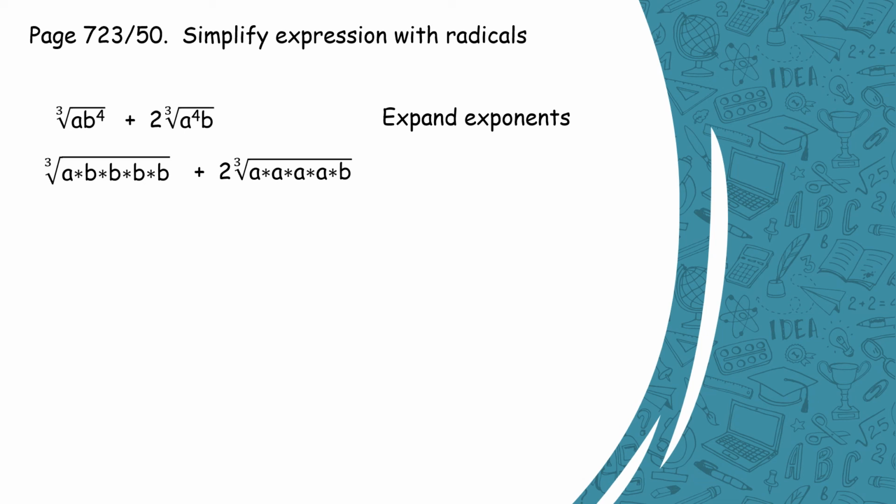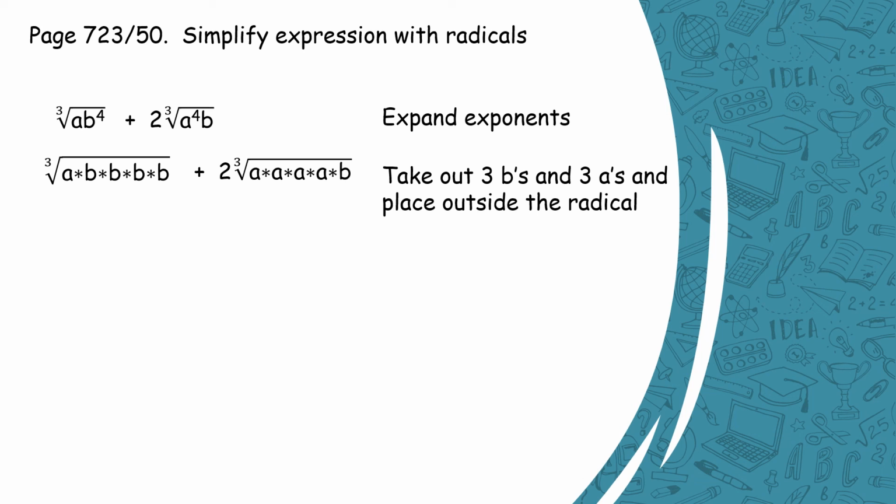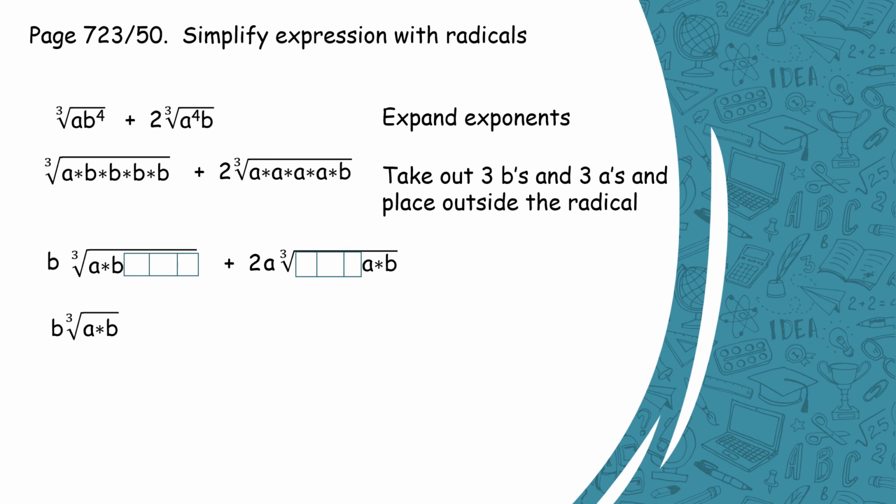Now, by definition of the cube root of a number, we know that we can take out triplicates of the b's and a's and place them outside the radical. So for the first term, let's get rid of the 3 b's inside the radical and put them outside. For the second term, we'll get rid of the 3 a's and put them outside. So what we're left with inside the radical for the first term is just a times b, and for the second term, it's a times b. Proceeding, we have b times the cube root of a times b plus 2a times the cube root of a times b.